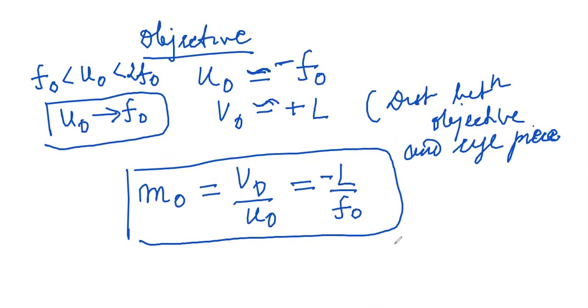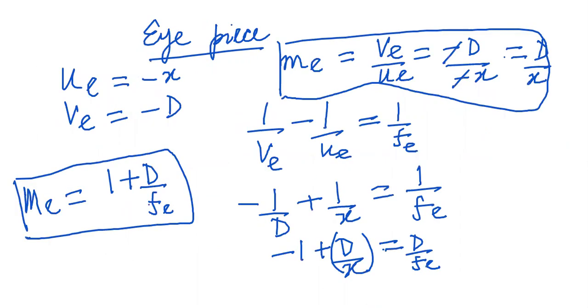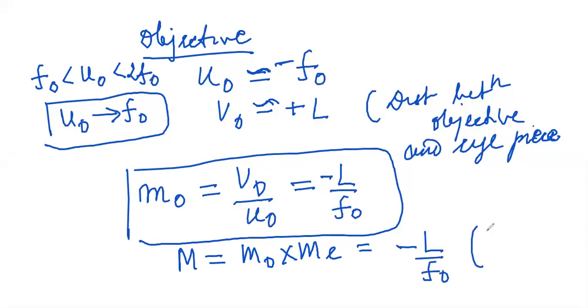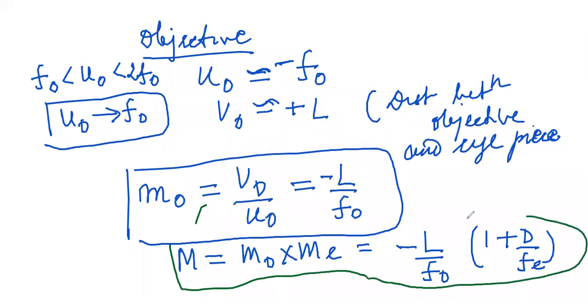From here, I have already found out the magnification of the eyepiece, and I know that magnifying power is equal to MO into ME. What is MO? MO is equal to minus L by FO. And what is ME? I have already calculated, that is 1 plus D upon FE. So this is the magnifying power of the compound microscope, a very important formula we have derived.